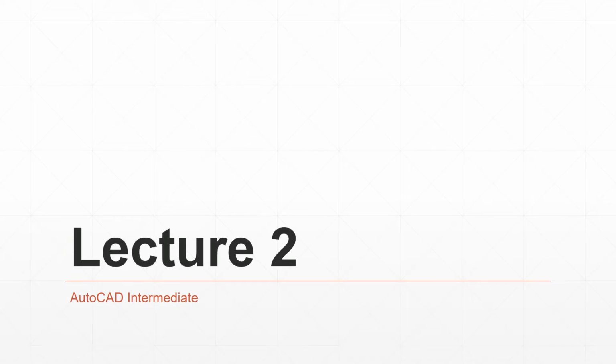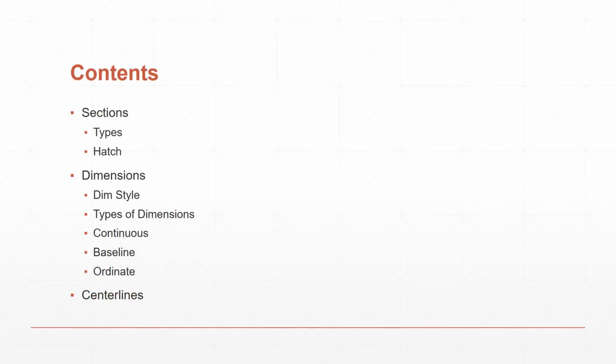Okay, so let's talk about lecture 2 in this one. In this lecture, we're going to talk about doing different sections. We're also going to take a look at some dimensioning and how to do dimensioning. And we're going to also learn a new thing that they added in this version of AutoCAD, which are the center lines.